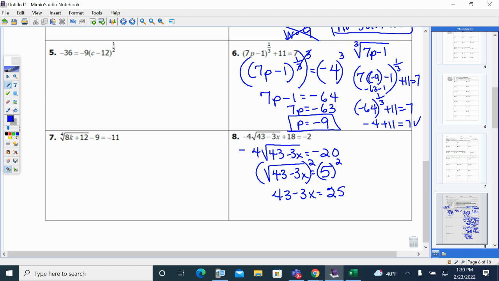And then we're going to finish this out. We're going to subtract the 43. 25 minus 43 is negative 18. And then divide both sides by negative 3, and you get x equals 6. And again, you must check your answer. Go back, plug it back in.